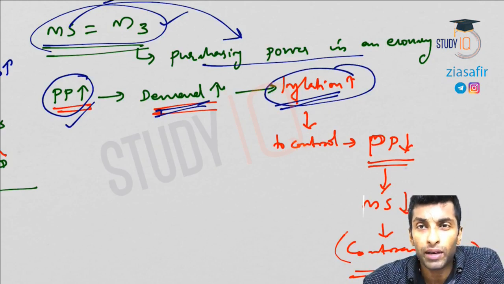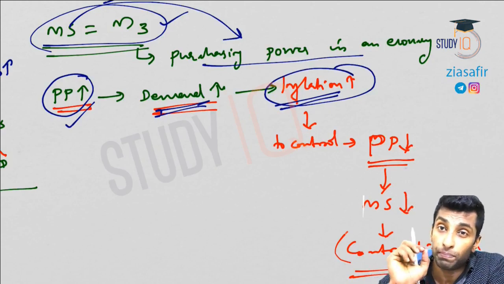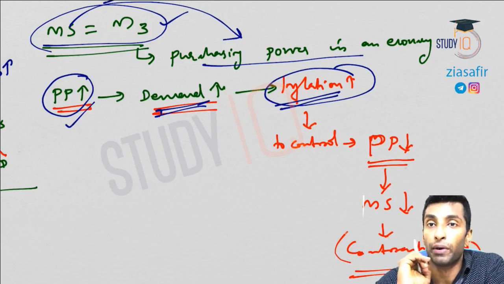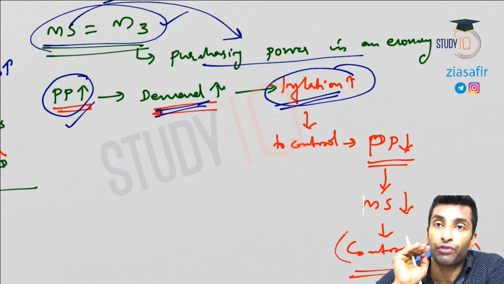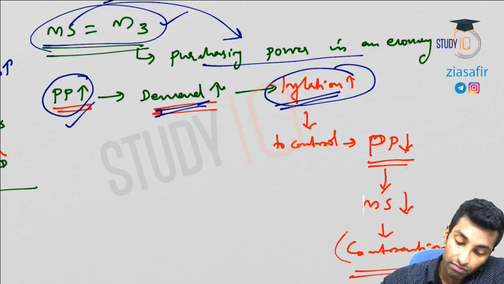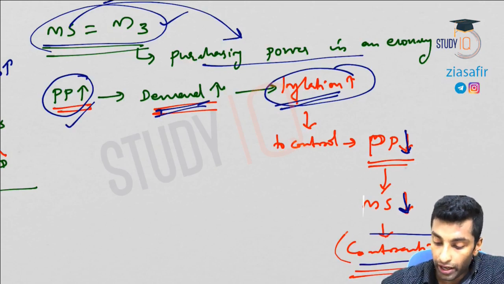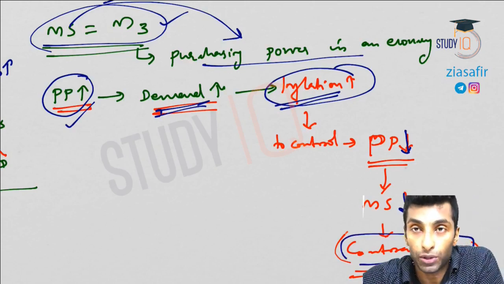Now how can RBI control inflation? The obvious thing that RBI has to do is bring the purchasing power down. Now how to do that? Money supply has to come down. Now how to do that? The money supply you have to reduce, so contractionary monetary policies RBI is supposed to follow.